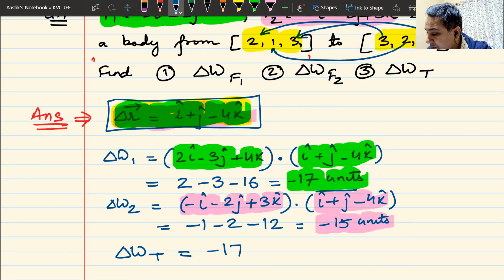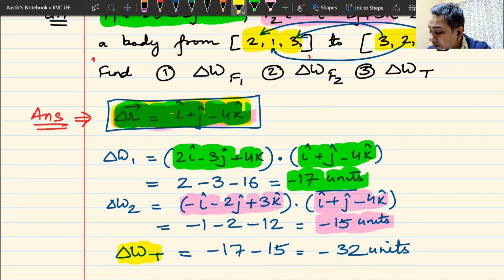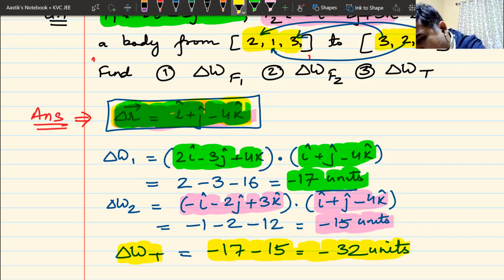So total work will be minus 17 minus 15. That will be equal to minus 32 units. That would be the answer. If you don't want to do it this way, you can add forces F1 and F2 and take the dot product. Any way you do it, you will end up with the same answer. Am I clear? Please raise your hands and let me know. Everyone in the class, everyone in the online class. Shreya, Charita, Deepak, are we on the same page?